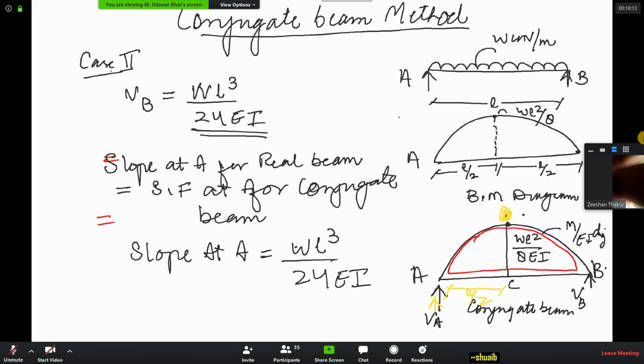Centroid will be, this is your how much? 3 by 8. That is the distance from the point from which you are calculating your moment to the centroid. That comes out to be 3 by 8.